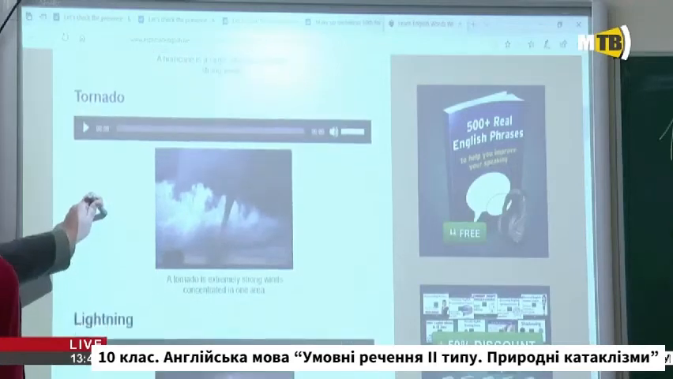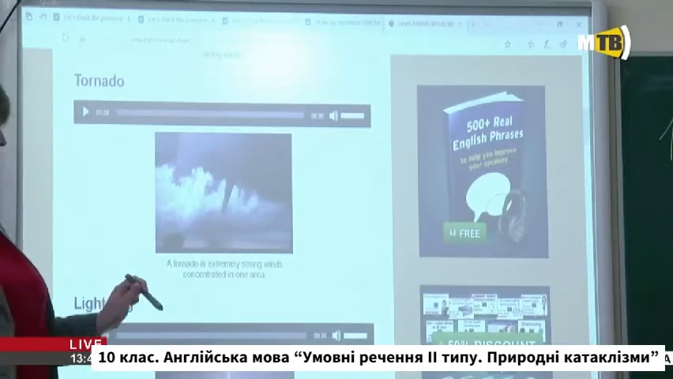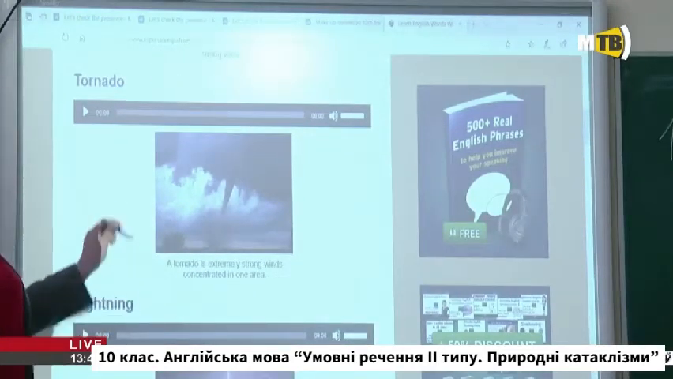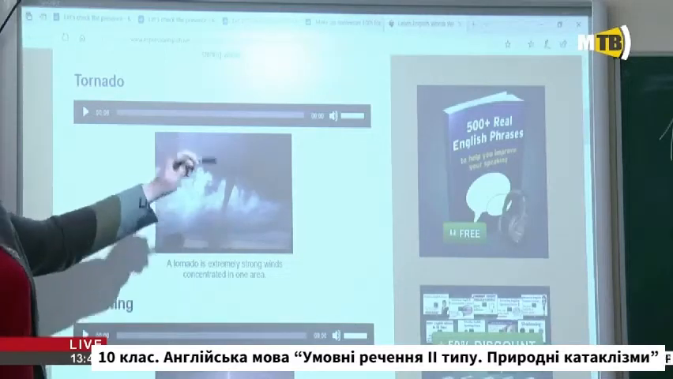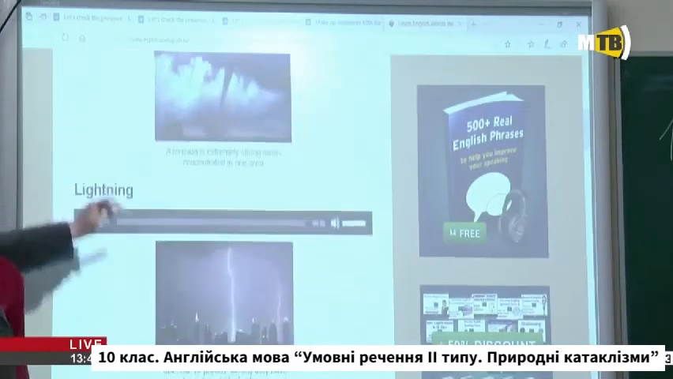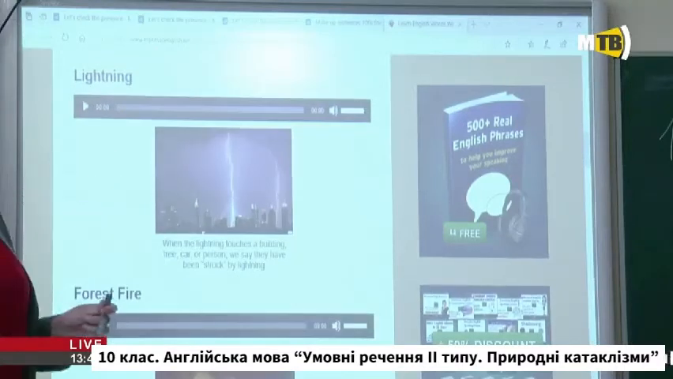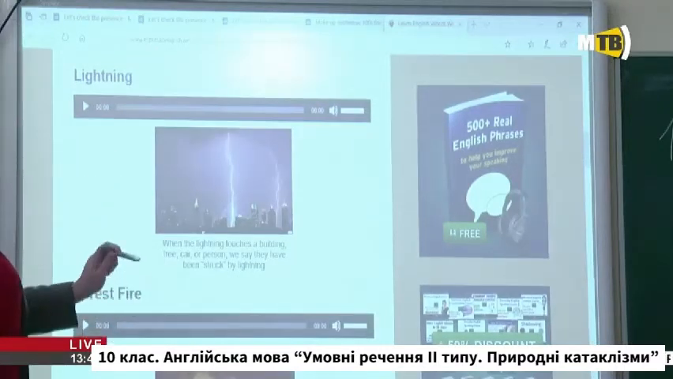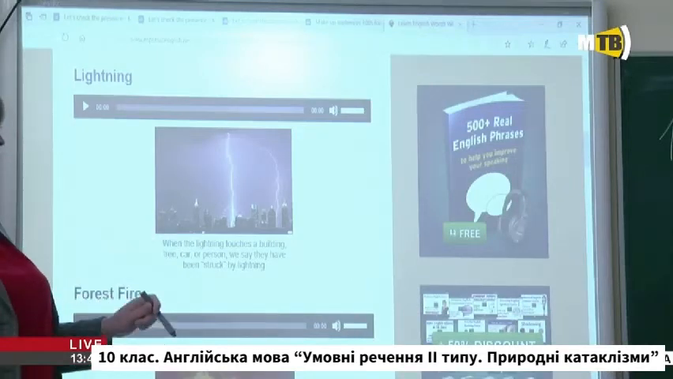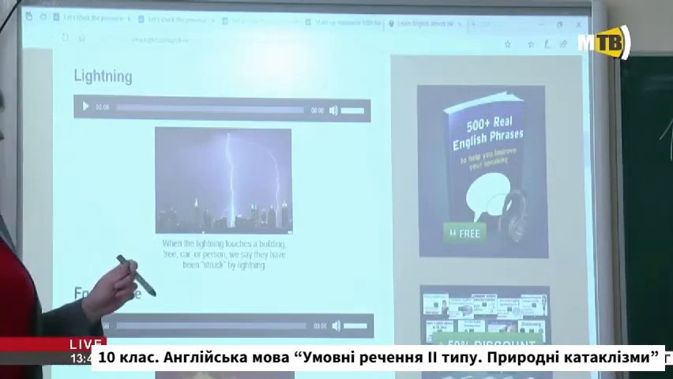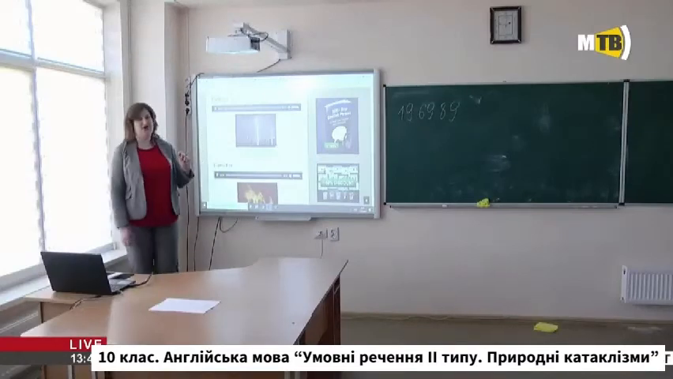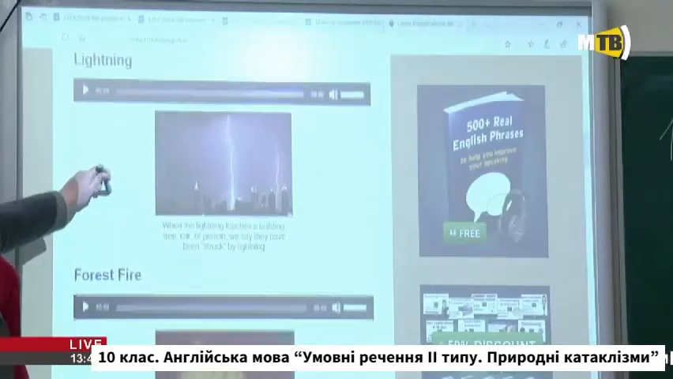Tornado, you can see it on the picture. So a tornado is extremely strong winds concentrated in one area. So you can see what a tornado is. Lightning, who likes the lightnings? Thor does. So when the lightning touches a building, tree, car, or person, we say they have been struck by lightning. So you can see this natural phenomenon, which can be quite disastrous.